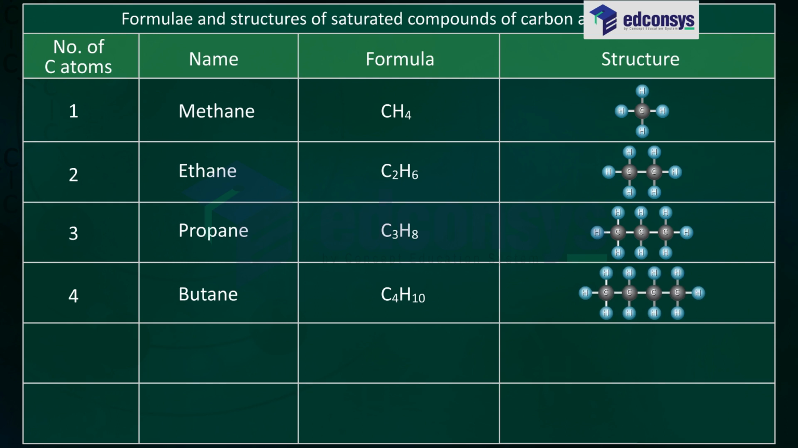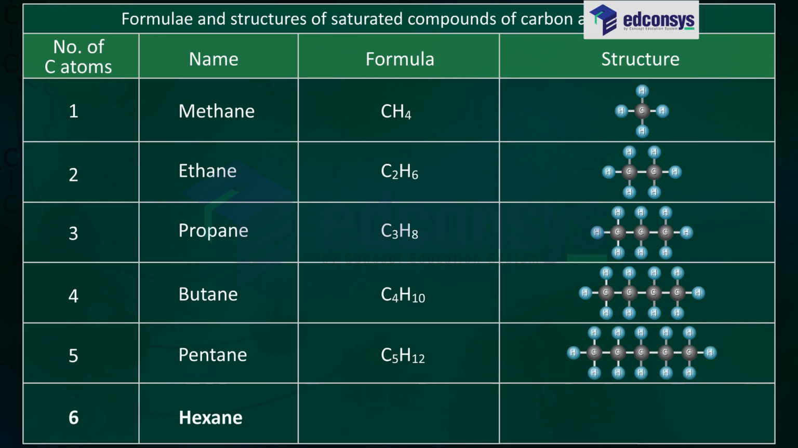Number of carbon atoms 5. Name: pentane. Formula: C5H12. Structure. Number of carbon atoms 6. Name: hexane. Formula: C6H14.